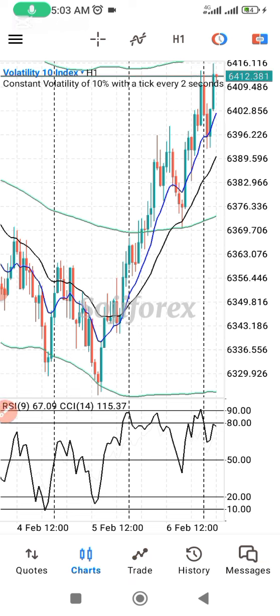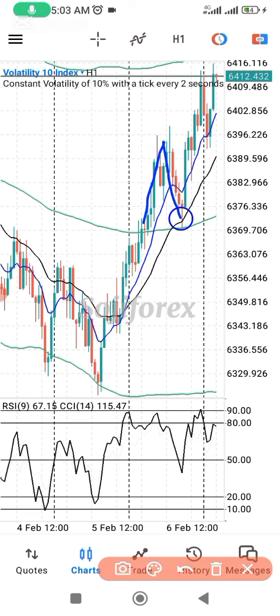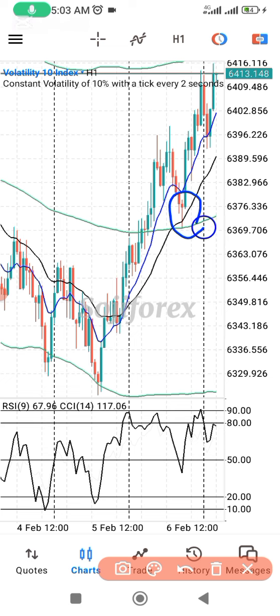So what do you do? Once price closes above our middle Bollinger Band, remember before now we've stated it critically. Look at what will happen. Price went up, came back, and then retested our middle Bollinger Band. And when that happened, look at it. We have a pin bar candlestick formation.